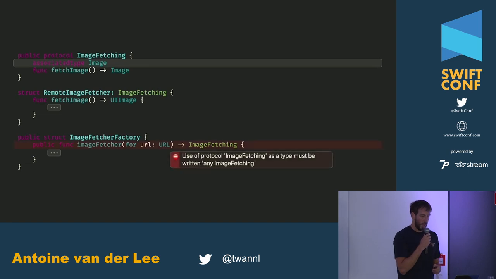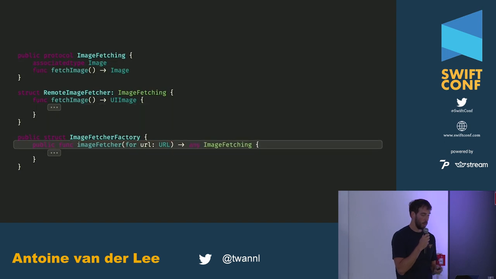But one downside is that the image fetcher is really strict to UIImage, and as an SDK developer, you might want to support macOS as well. You want to return an NSImage, for example. So we introduce an associated type, Image. And as you can see, Xcode tries to help us here, and it suggests to use any. That would be a good suggestion, so let's use it and see how it works.